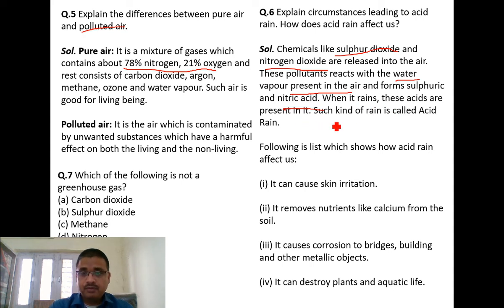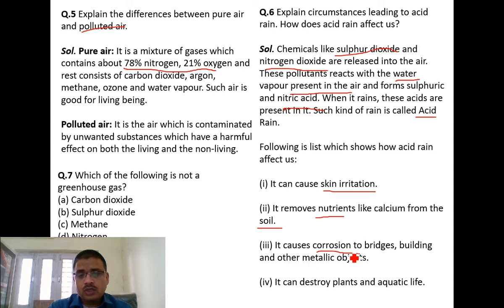Now, how does acid rain affect us? It can cause skin irritation. It removes nutrients like calcium from the soil. It causes corrosion because the acid directly reacts with these calcium compounds and converts them into harmful products. And it causes the corrosion of bridges, buildings and other metallic objects.